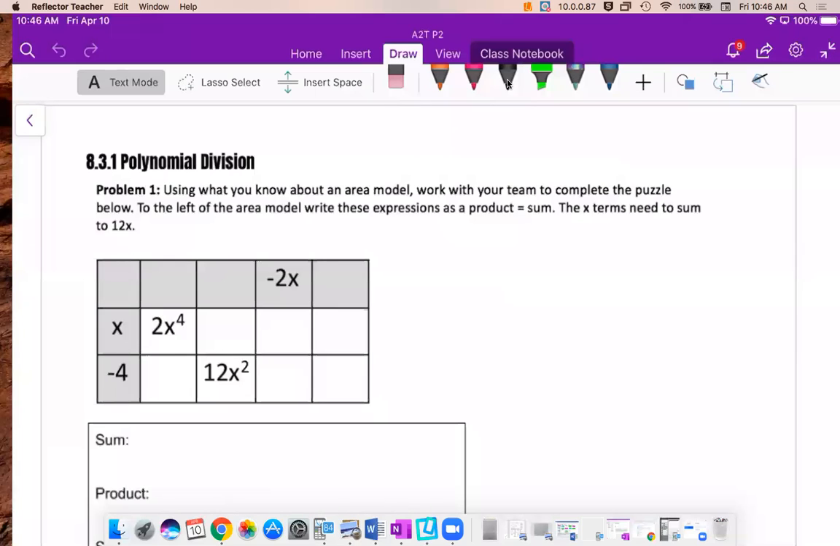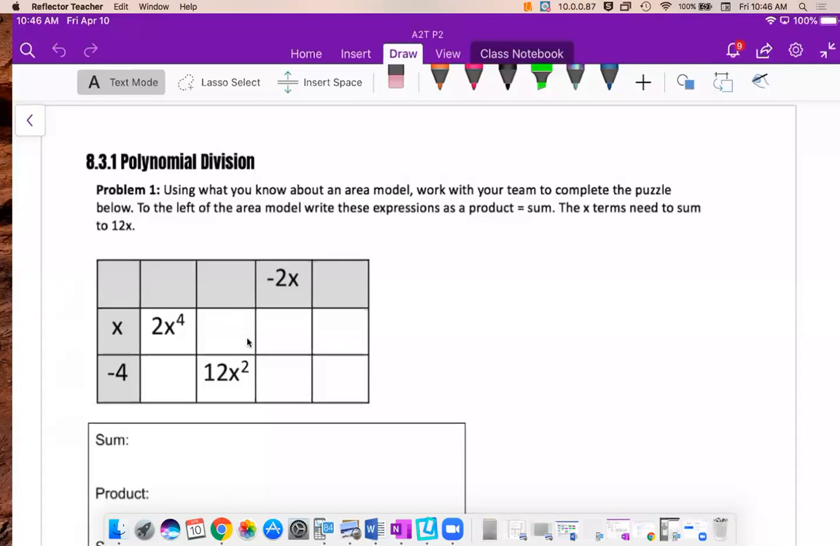On your homework that you should have done last night, you worked with area models. So things like this where you were taking this side times this side and then you were getting the middle and adding it all together. So now we're going to use that skill and advance it to help us solve polynomials. So let's just start with this first one.